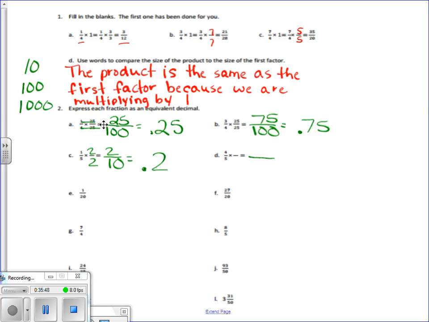So 5, again, we're going to that power of 10. 5 times what gives you 10? 2. 4 times 2 is 8. Bring that decimal in one place. So 4/5 is equal to 8/10.